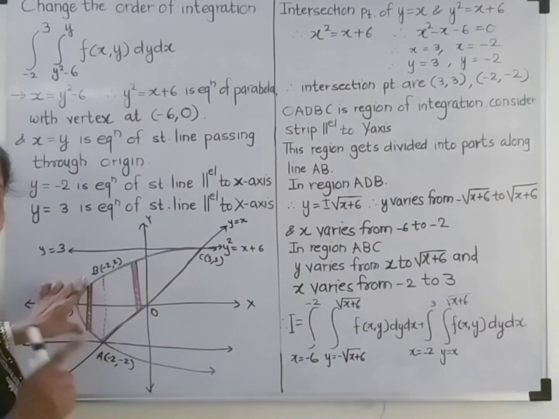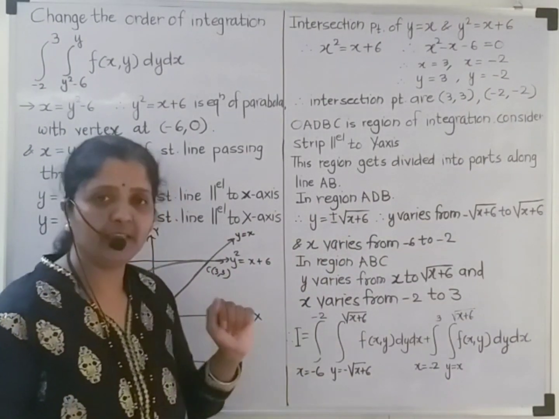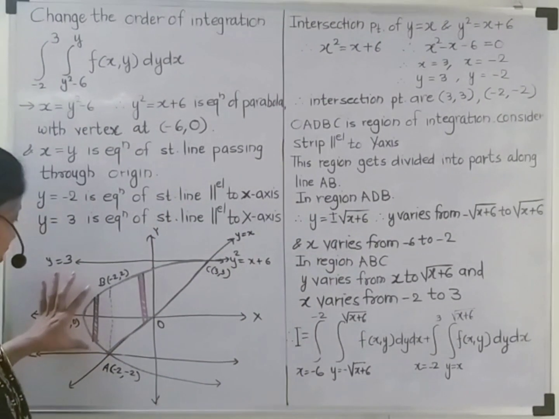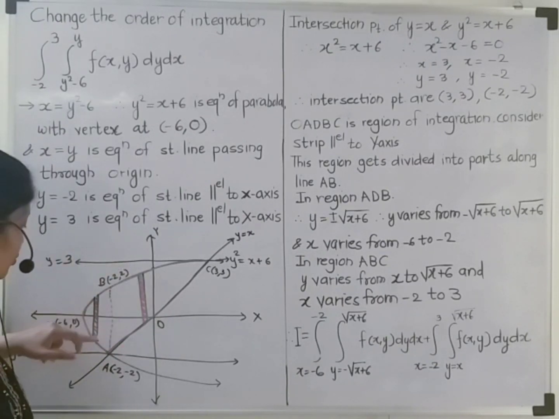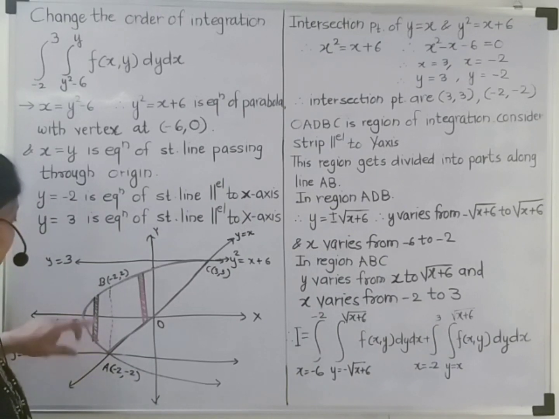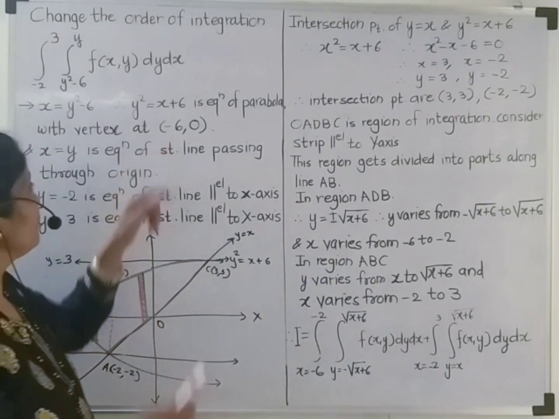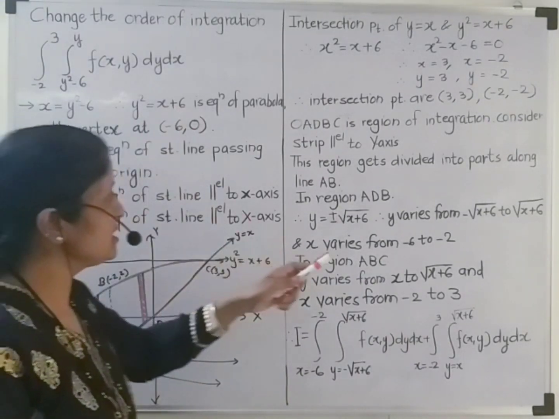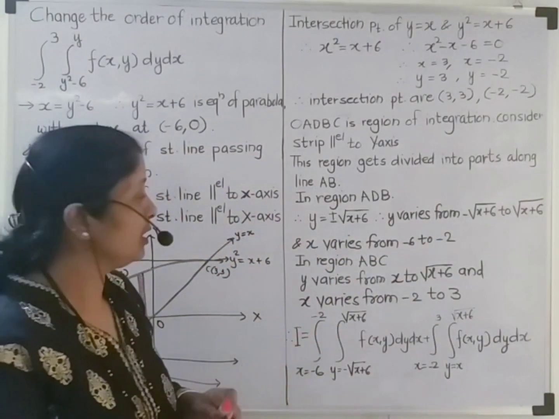now if you will see here, ADB, the end points of the strip. To find out the limits for y, look at the end points of the strip. For y you have to go in an upward direction. So the lower end of the strip and upper end of the strip, both the ends, touch the curve, the parabola. So from the equation of the parabola y square equal to x plus 6, you can see the values of y will be plus or minus square root of x plus 6.